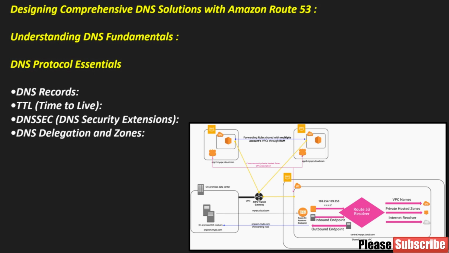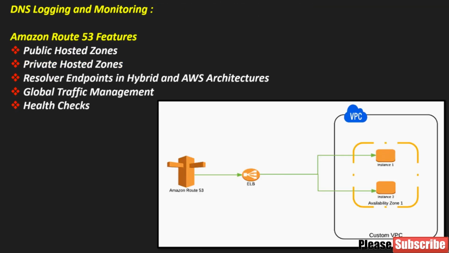The final one is DNS delegation and zones. Delegation is the process of assigning authority over subdomains. A DNS zone is a portion of the domain namespace. According to DNS logging and monitoring, we have to focus more, because monitoring DNS activity is very crucial for identifying issues, ensuring optimal performance, and detecting security threats. Logging provides insights into queries, responses, and potential anomalies.